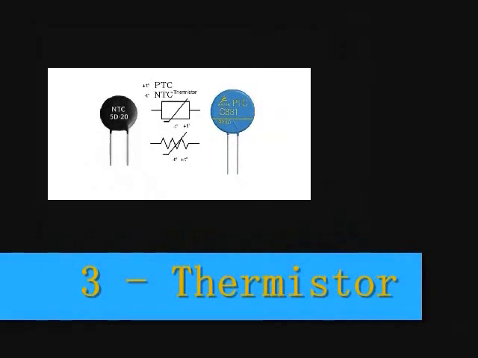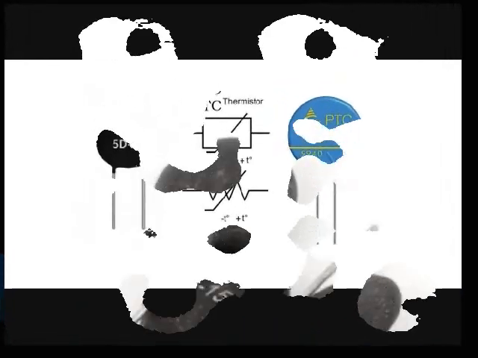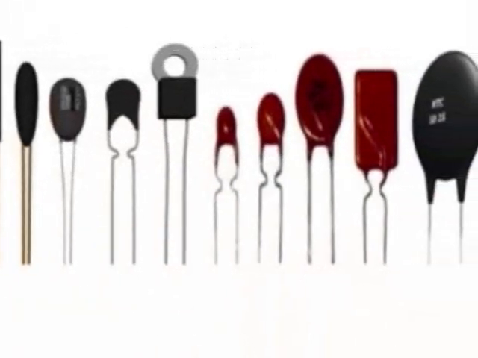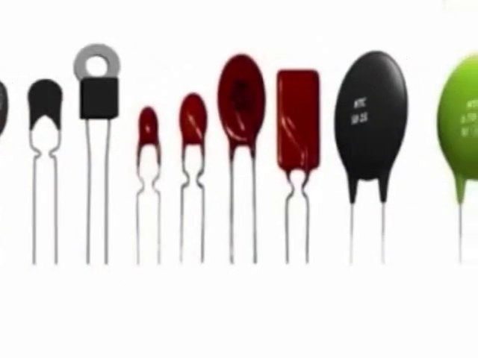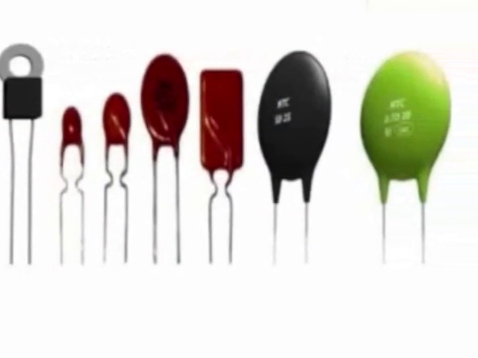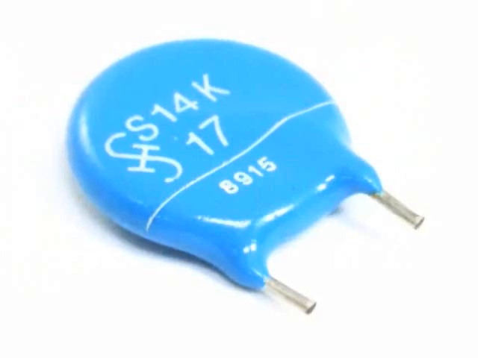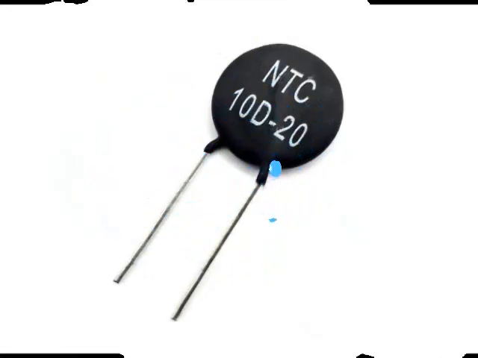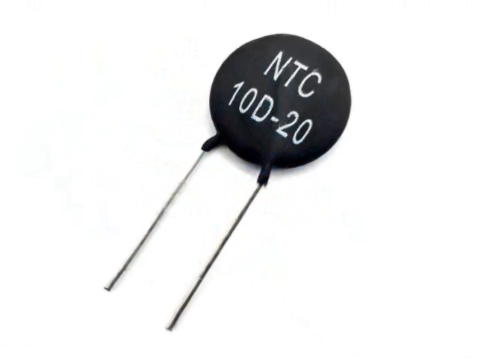Temperature-dependent resistor, thermistor. The value of heat-dependent resistances, or thermistors, depends on their temperature and they are divided into two categories based on the positive or negative thermal coefficient. PTC, which has a direct relationship with temperature, and NTC, which has an inverse relationship with temperature.